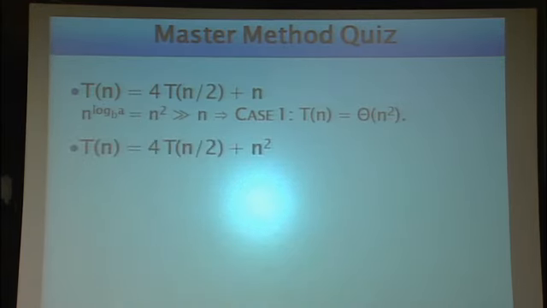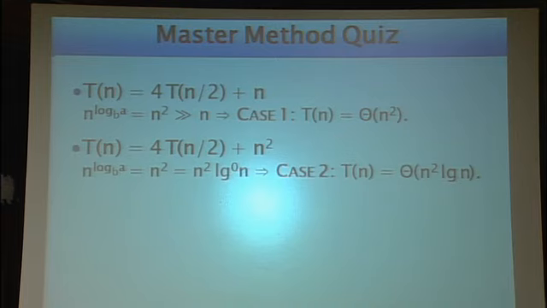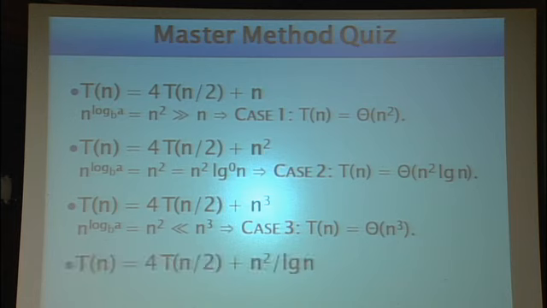Here we go. What about this one? Yeah, n squared log n, because the two sides are about the same size. It's n squared times log to the 0 n, tack on the extra log. How about this one? N cubed. How about this one?